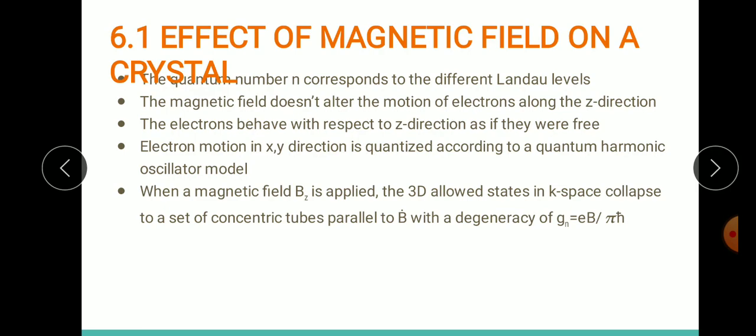and so on. So when this magnetic field acts, the allowed states in the K space collapse into concentric tubes parallel to our magnetic field, and their degeneracy factor is given by this equation. Right? Is that clear? Okay.